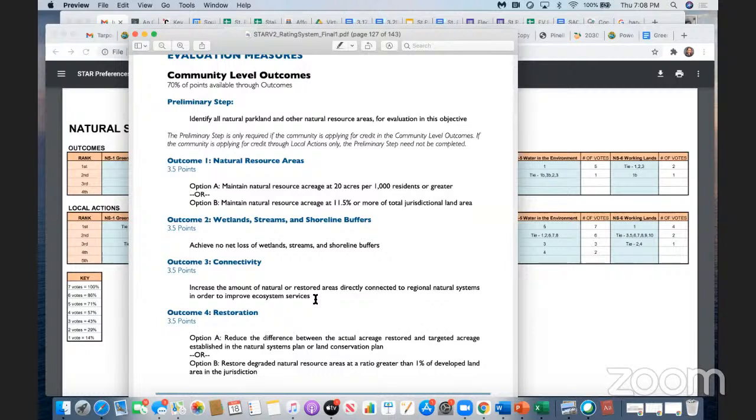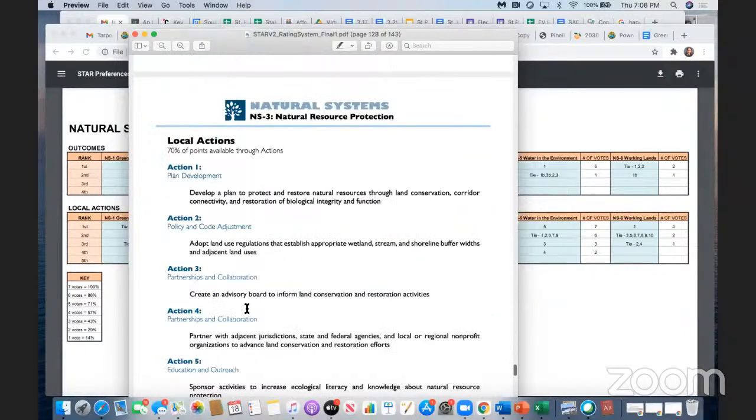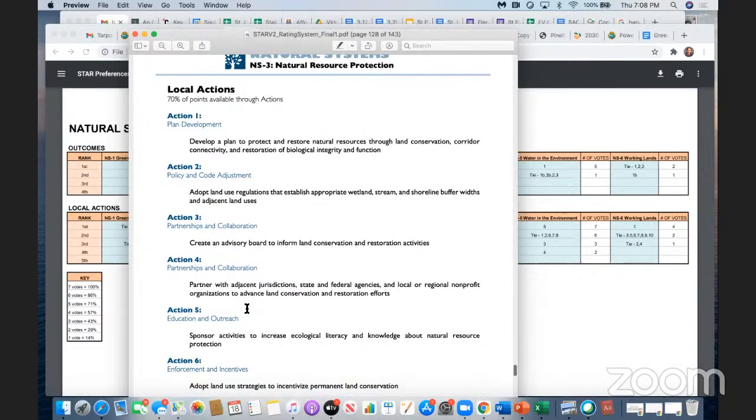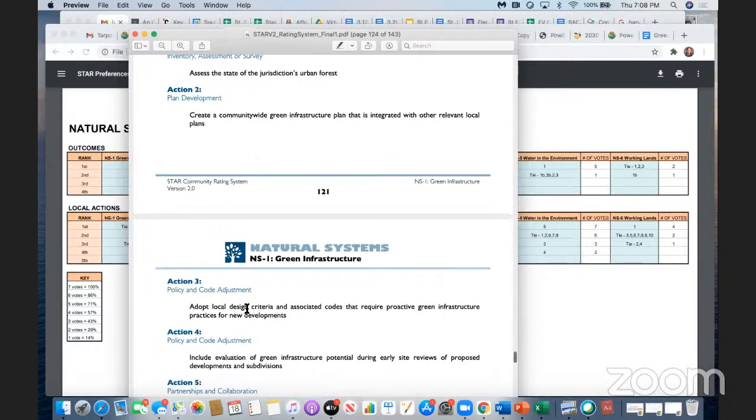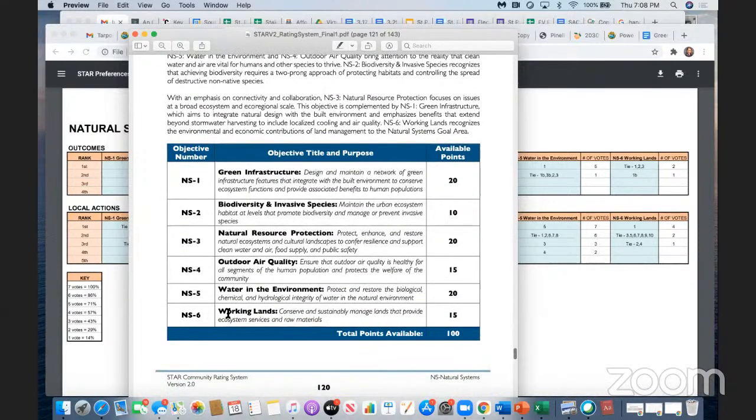And then the last item that received 4 votes is natural systems 4. So I'm not sure everybody's thoughts on this. Outdoor air quality, looking at that entire objective area, only received 4 votes, as well as working lands, only received, I think, 2 votes.